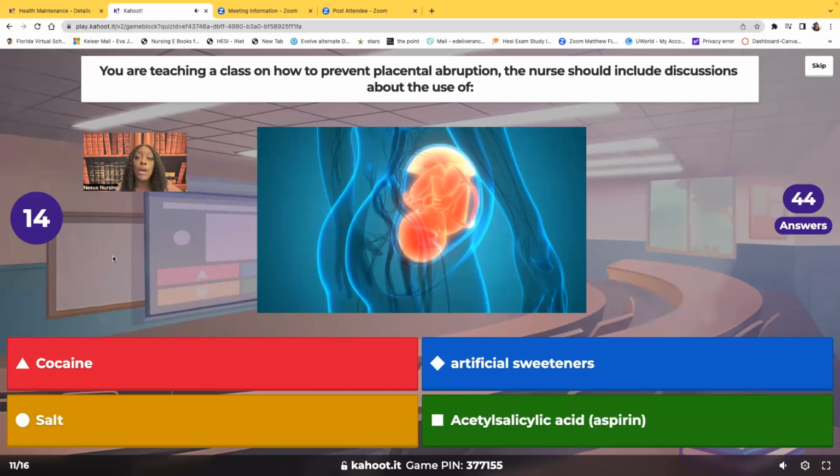When we're talking about placental abruption, by the way, guys, this is a medical emergency. This happens. They're going to do a C-section, okay? What's your answer?